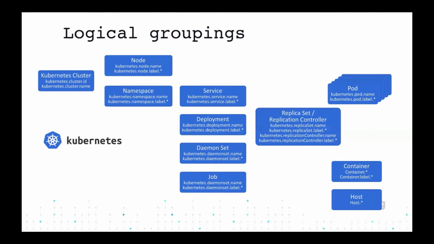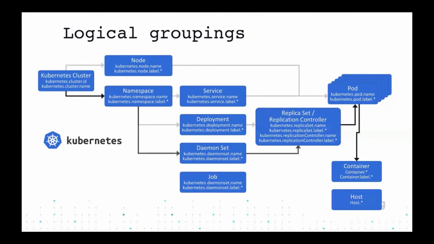Now, what does this logical hierarchy look like? Let's take Kubernetes as an example. It's an example everybody understands. You could go from a cluster to a node to a pod to a container. You could go from a cluster to a namespace to a service to a pod, or namespace to a deployment to a replica set to a pod. You could go to a daemon set or a job.